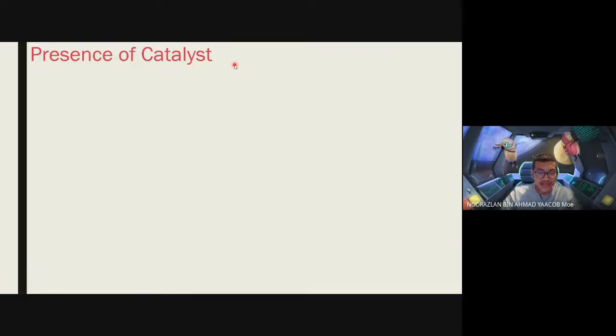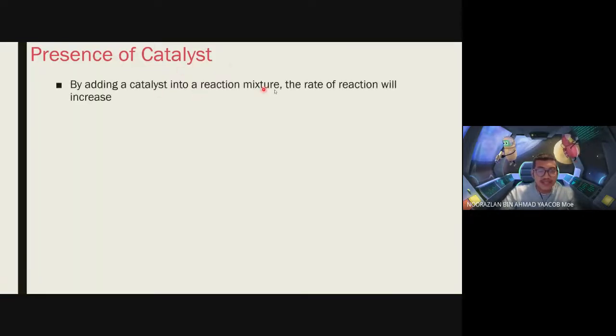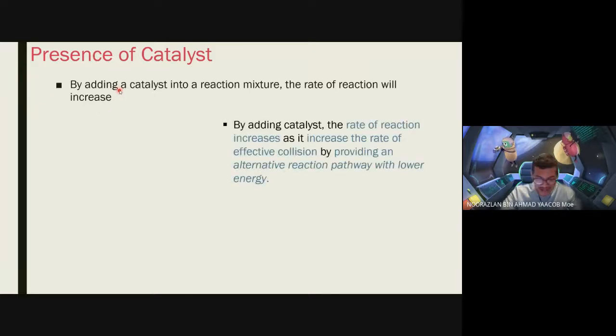Catalyst adalah mangkin. By adding catalyst into reaction mixture, the rate of reaction will increase. Yang ini kamu tahulah, kalau kita letak mangkin, tindak balas akan jadi cepat. Contoh mangkin adalah enzim contohnya. By adding catalyst, the rate of reaction increases as it increases the rate of effective collision by providing an alternative reaction pathway with lower activation energy.